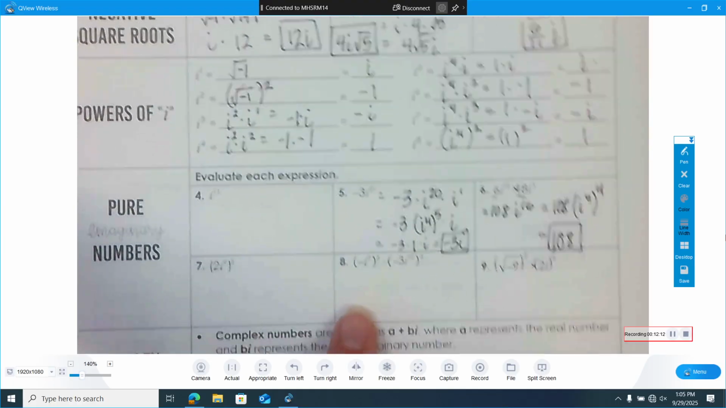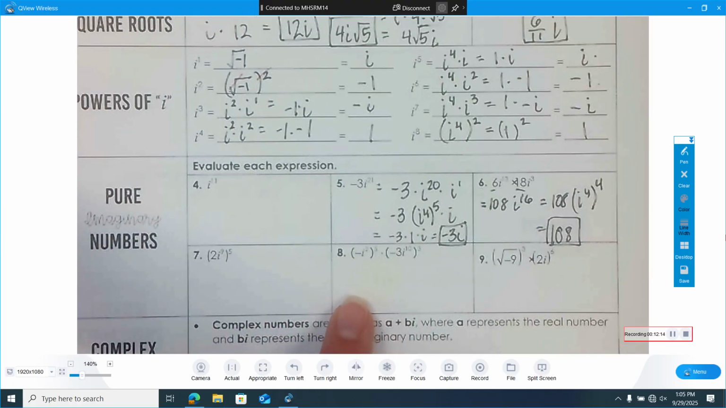Let's do number 8. For all the money in the world, for this first grouping here, all the money in the world that I don't have.